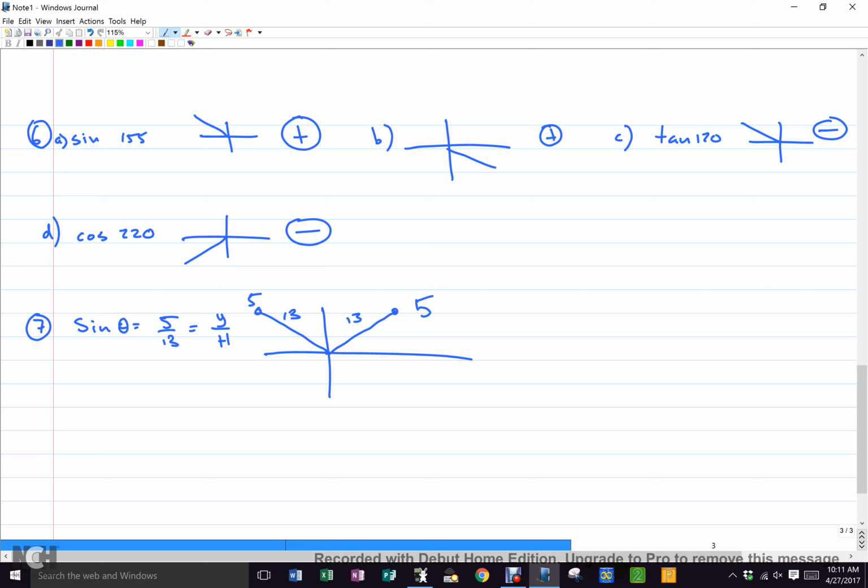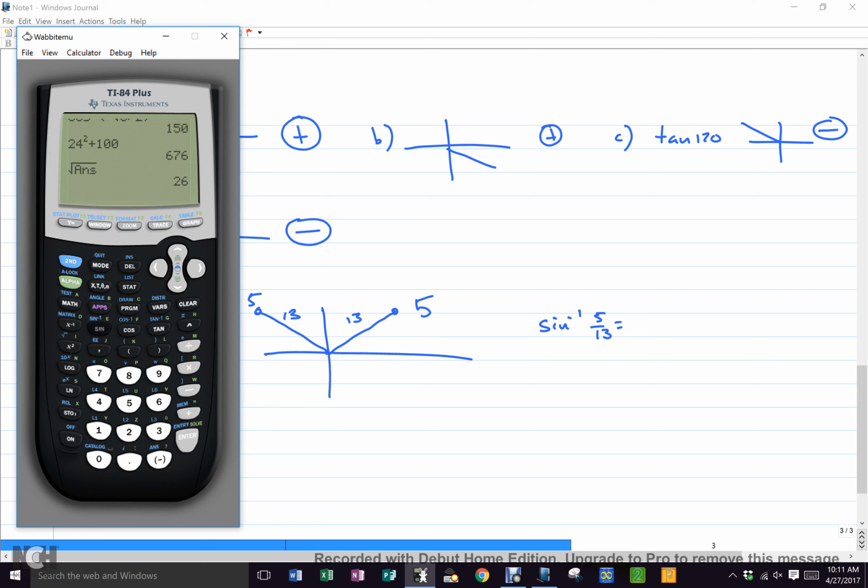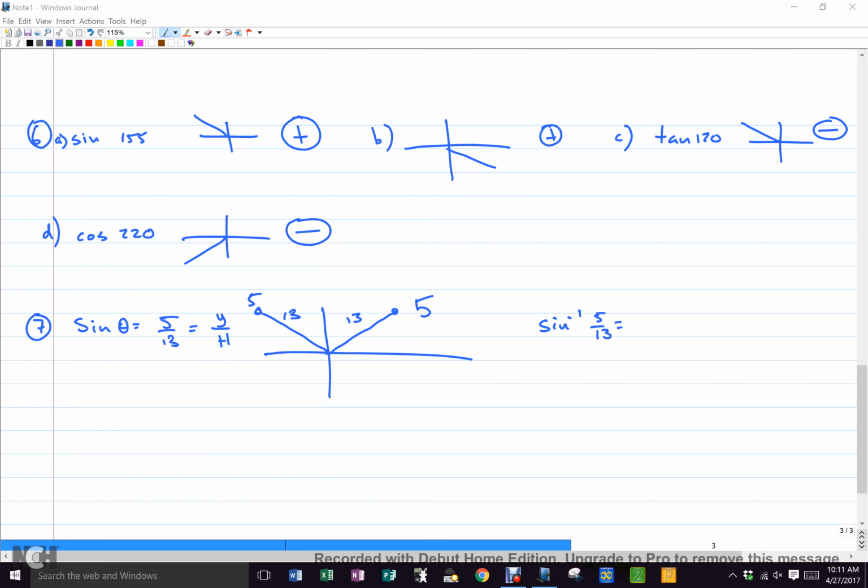And then I have to determine them. So all I got to do is shift sine 5/13 equals, go to my calculator, shift sine 5 divided by 13, and it's 23 degrees. So that means this is 23 degrees, and this is 23 degrees. So the other theta is 180 minus 23, which is 157 degrees.